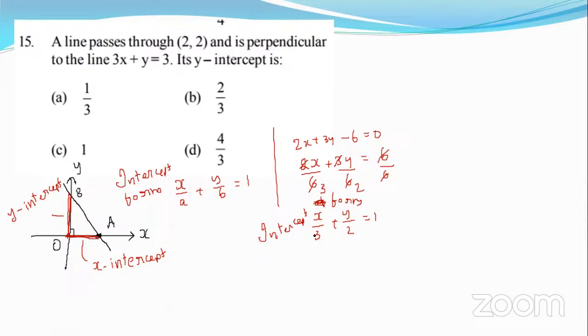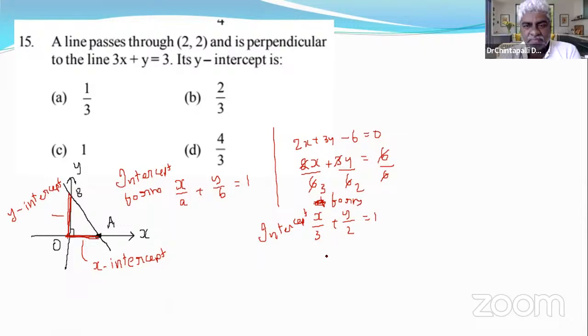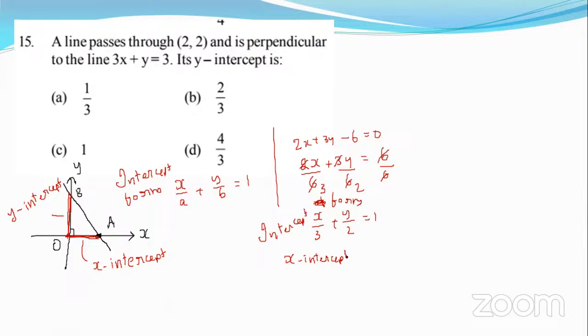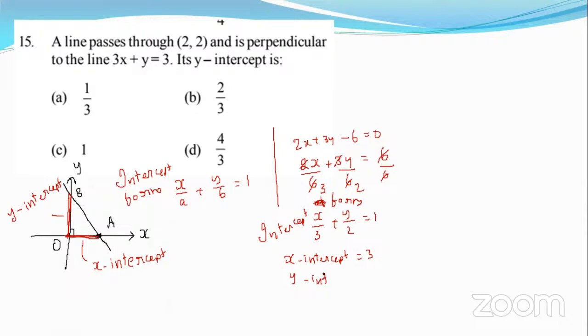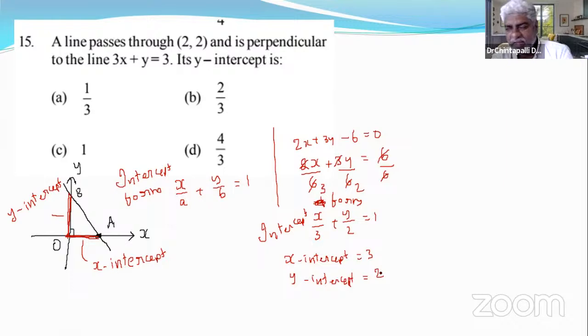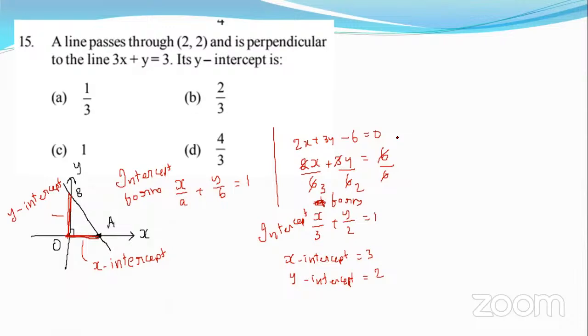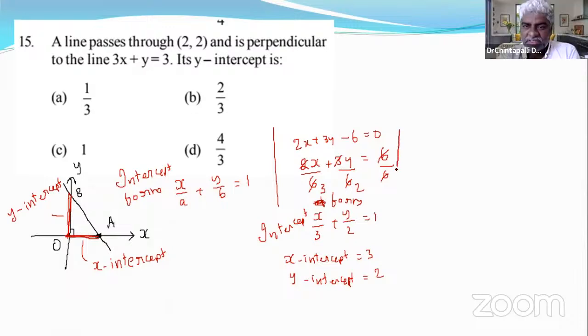What is the use of converting the line into intercept form? When a line is converted into intercept form, we can understand the x-intercept and y-intercept. Here, x-intercept is equal to 3 and y-intercept is equal to 2. This is one method to find the intercepts. If you want to see the given equation in intercept form, this is the procedure to convert it.